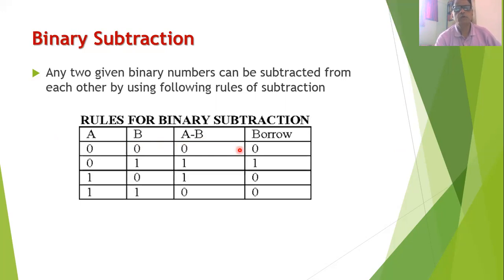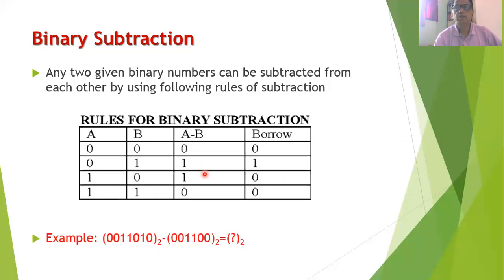So 0 minus 0, difference is 0, borrow is 0. 0 minus 1, difference is 1 and borrow is 1. In this case we will get the borrow 1. Why? Because the second bit is the higher bit and the first bit is the lower bit. So therefore here we need to consider this borrow as 1. 1 minus 0 is the difference 1 and the borrow 0. And 1 minus 1, the difference is 0 and the borrow is also 0. So you will find that in all 4 possible cases, only in one case the borrow is 1. And the difference is 1 in the 2 cases as shown in the table.